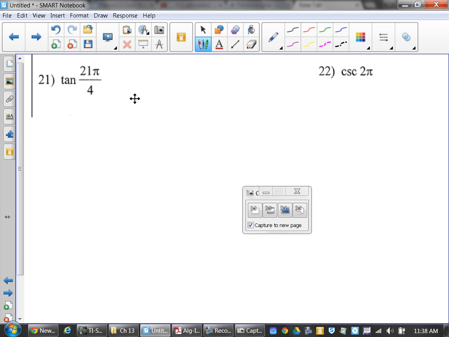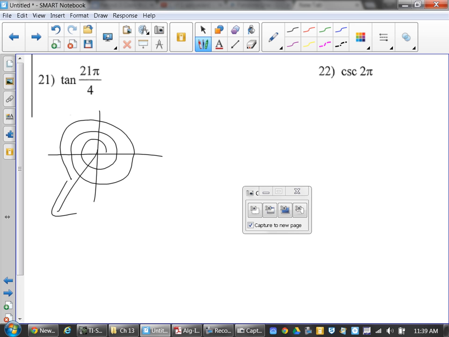21 pi over 4. Alright, it's 5 and 1/4. Well, it's positive 5, so it's gonna be 5 and a fourth. So we go 1 little, 2 little, 3 little pies, 4 little, 5 little. I made it. Oh, I said 45. So what is the tangent again of 45? Tangent is 1. And is it positive or negative? The third quadrant?